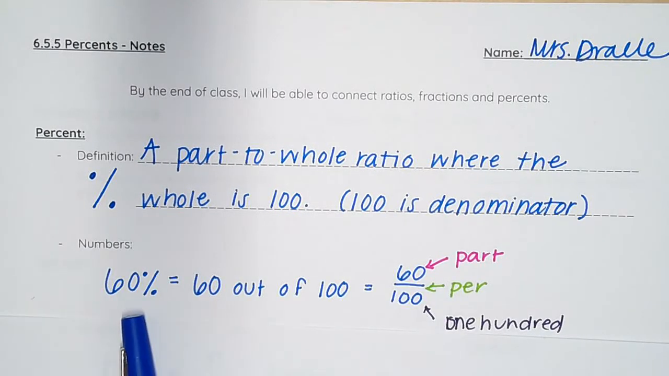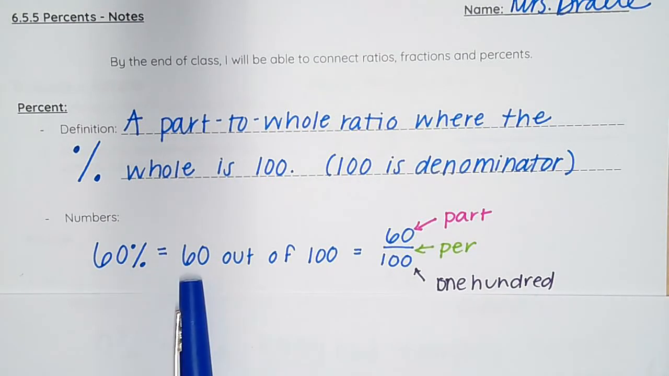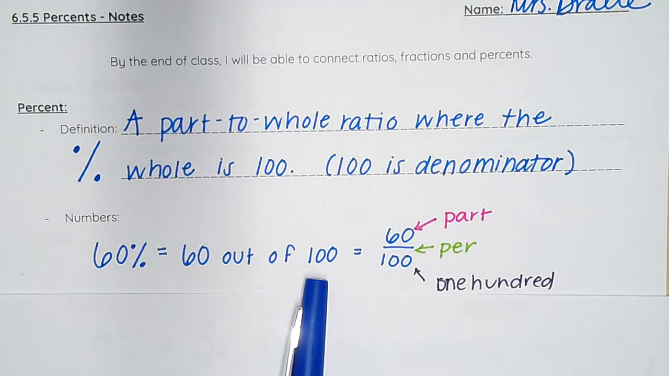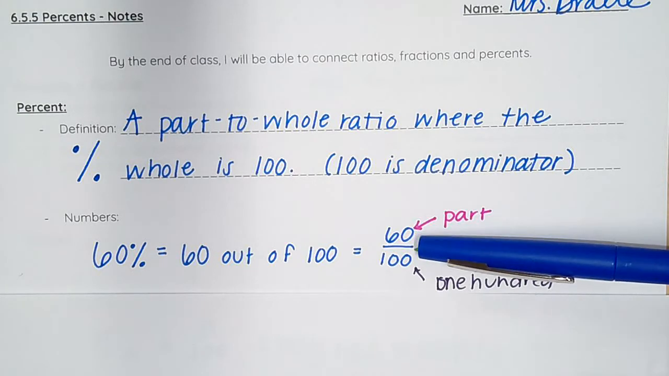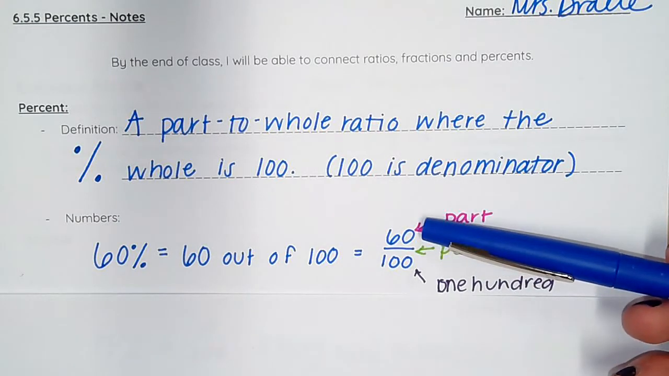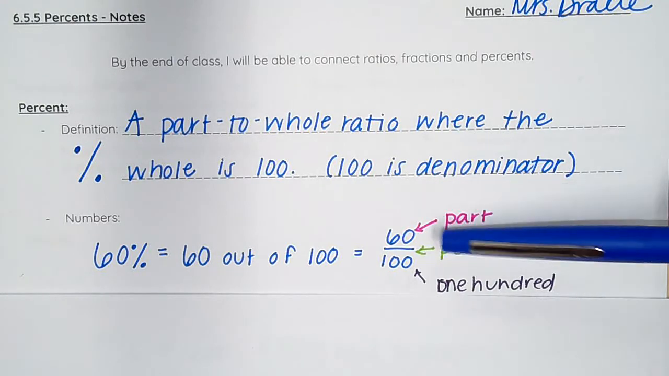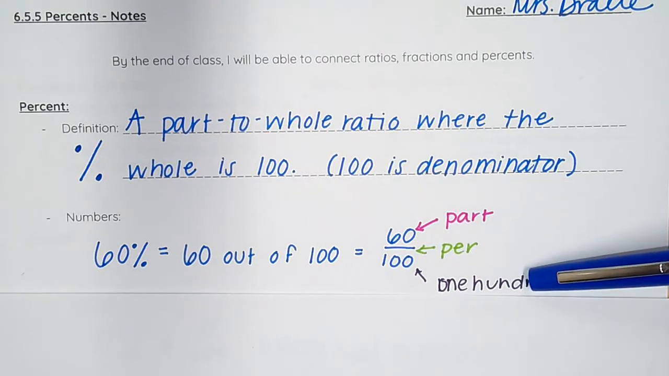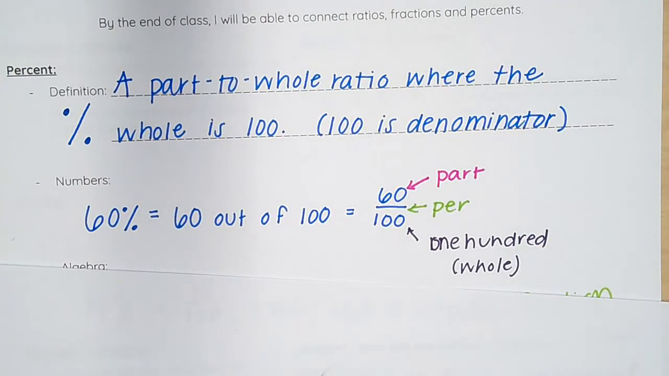Well, we have 60%. If somebody says 60%, what that means is 60 out of 100. 60 is being compared to that whole of 100. As a fraction, it's written 60 over 100. Now, we can simplify that down, but for starters, know that 60% as a fraction is written 60 over 100. How you would read that is the 60 is your part. That fraction bar reads as per 100, which is your whole. 60 per 100, part per whole.